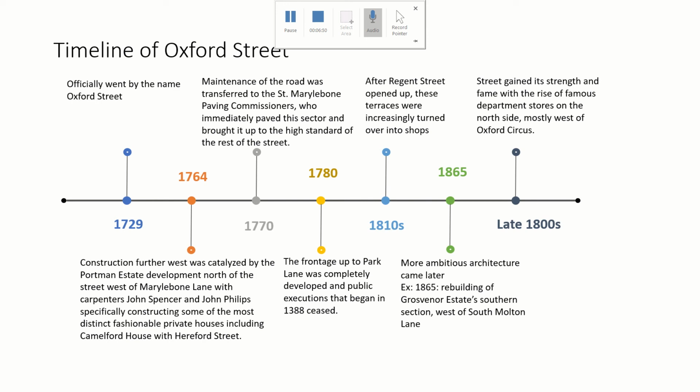In the late 1800s, Oxford Street gained its strength and fame with the rise of famous department stores on the north side, mostly west of Oxford Circus. No new department store has been built since December 1971, though medium-sized mixed shopping malls in new or converted buildings proliferated in the later 20th century.